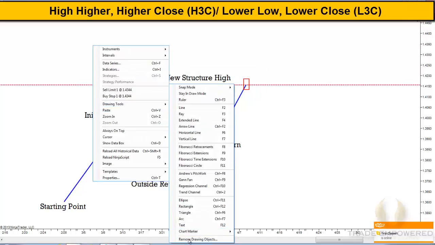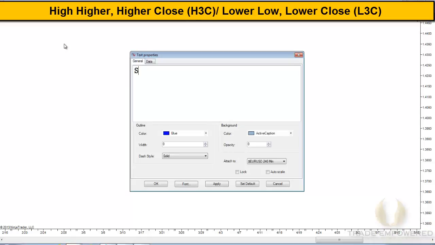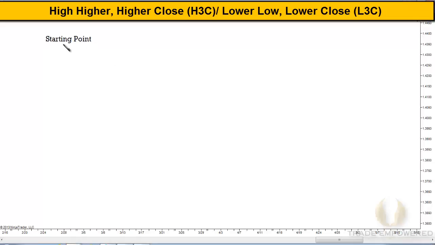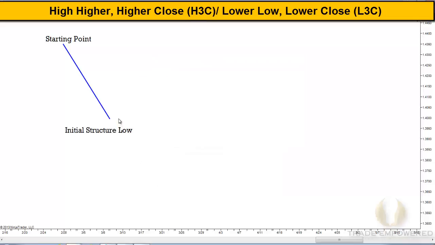If we look at a bearish trend, it's the same thing, just inverted. So we have our initial starting point. The market creates a move down, giving us our initial structure low this time. We then get our outside return. And remember, this time our outside return is going to retrace upwards. And as long as we don't get a higher high, higher close, as long as we don't push past the starting point, then this is a valid outside return.